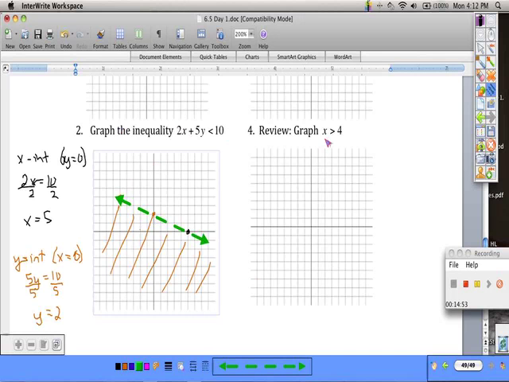Just to revisit this, x is greater than 4. Hopefully you have this drawn in as a vertical boundary line going through x equals 4, and everything greater than that would be to the right.